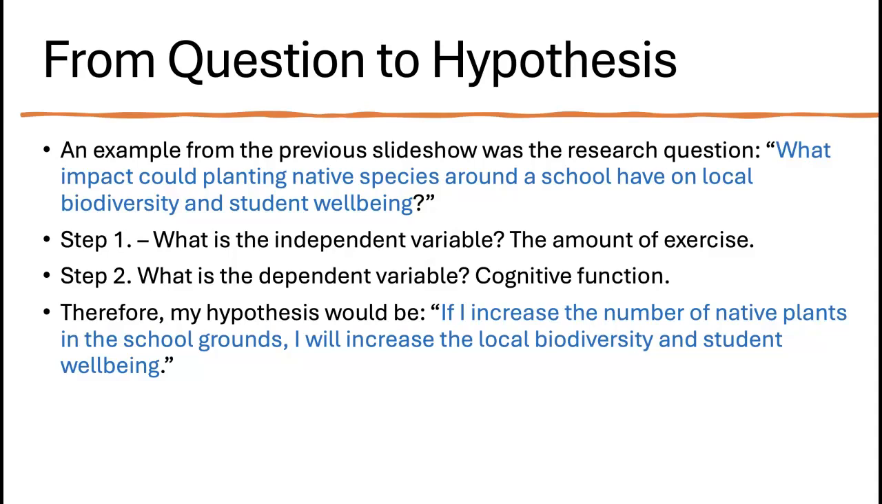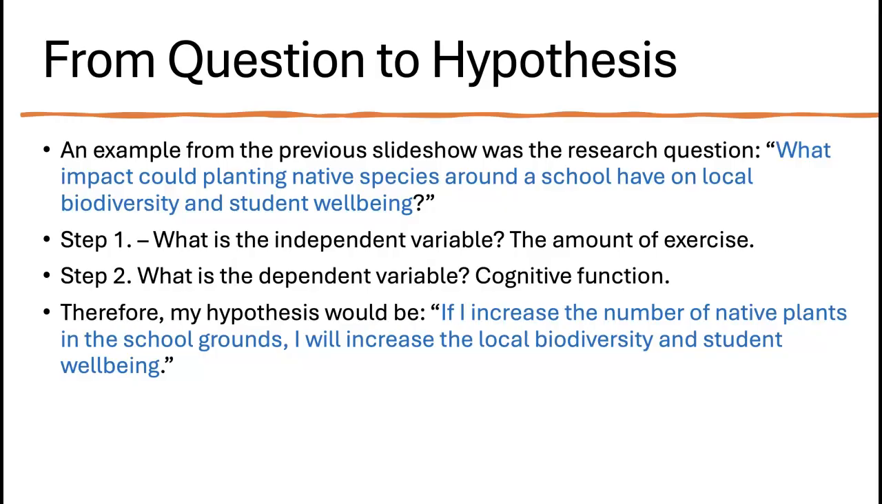So an example from some of those previous slides we had on research questions. What impact could planting native species around a school have on local biodiversity and student well-being? And for some reason, I've got the wrong independent-dependent variable in that slide. Isn't that terrible? What's the independent variable? Ignoring what I've written there, planting native species. The dependent variable, well, it's cognitive function to some degree in this case, would be student well-being. Well, there's two there. It's not a great question, is it? It's got two variables there because the other one is local biodiversity.